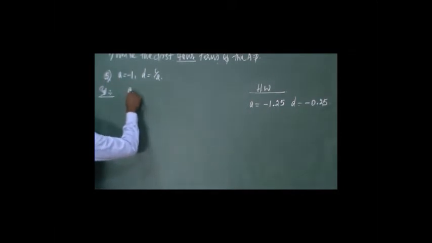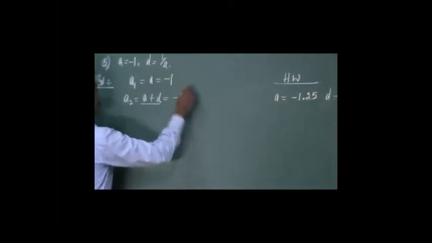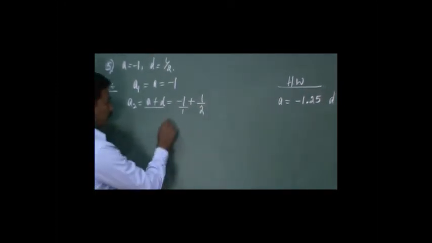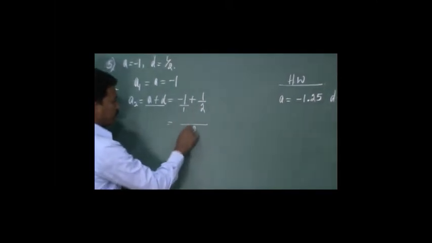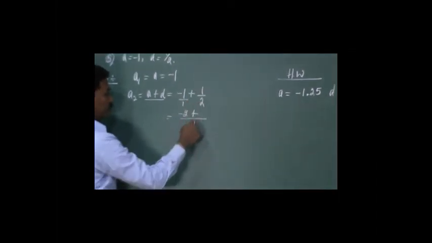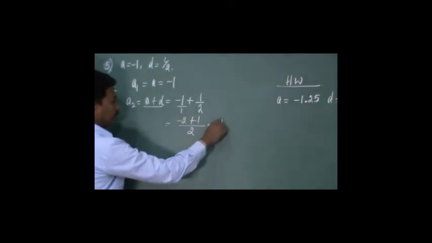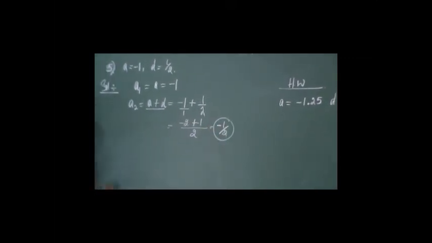So the first term is a1, that is equal to a, which is equal to -1. First term is ready. a2 can be written as a plus d. So a is -1 plus d is 1 by 2. So below -1 we have the denominator as 1. Take the LCM for 1 and 2. 2 becomes the LCM. -1 by 1 into 2 is -2, plus 1 by 2 into 2 is 1. So -2 plus 1 is -1 by 2. So this is the second term.